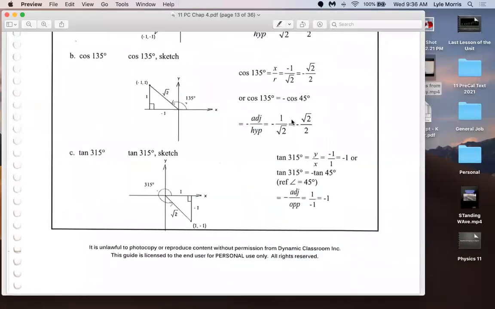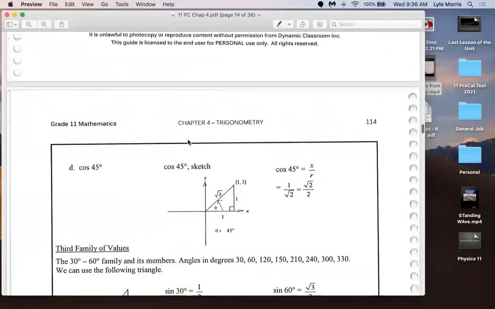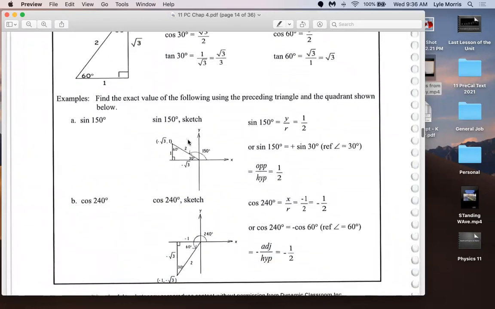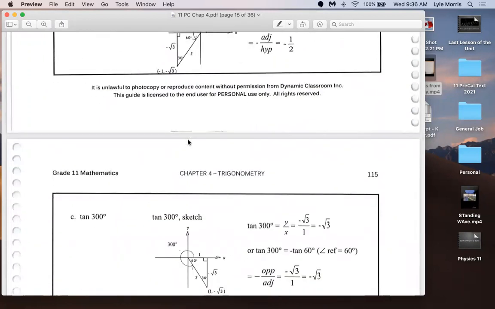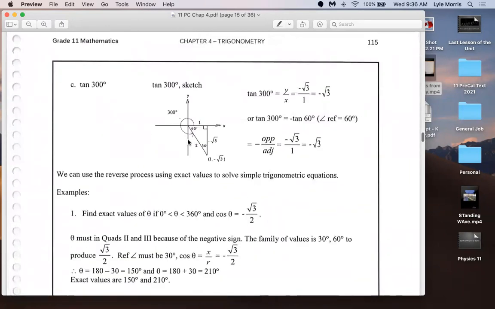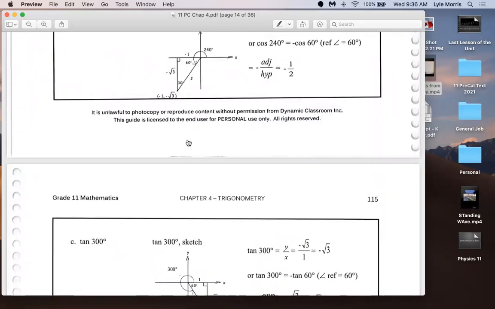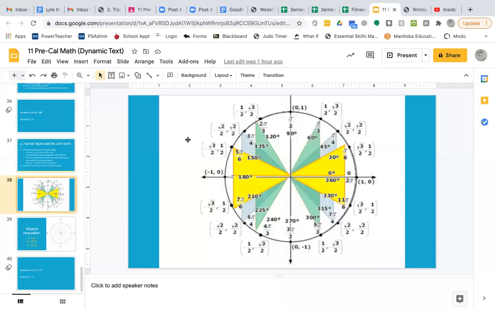What's the next? It says still screen sharing. The third family, so this is 60-30 triangles. So it's sine of 150. I'm going to write these down too. Sine of 150, cos of 240, tan of 300. You can always pause the video and see if you have a good handle on it. Try it yourself.